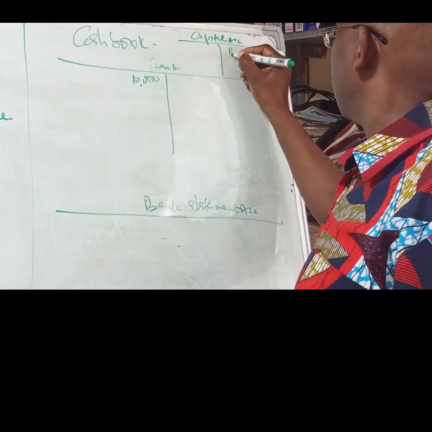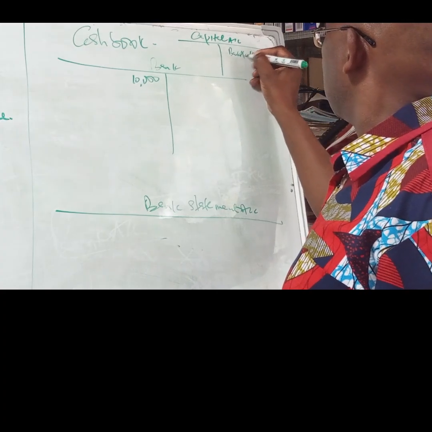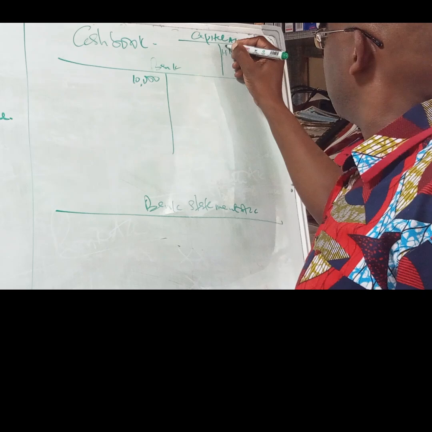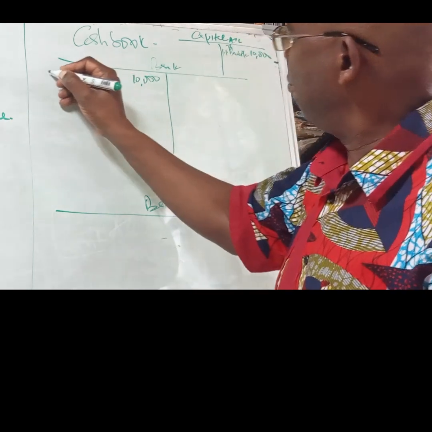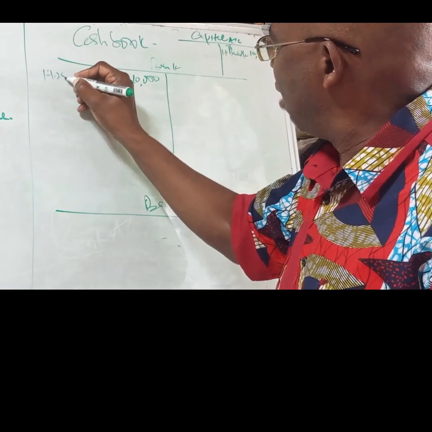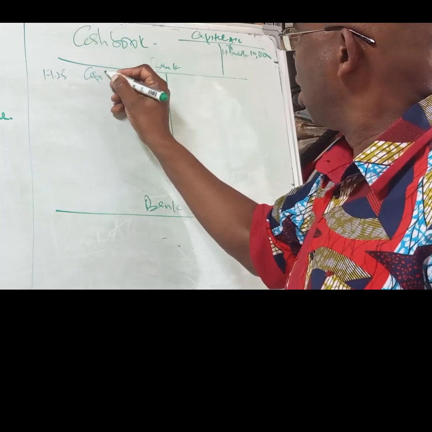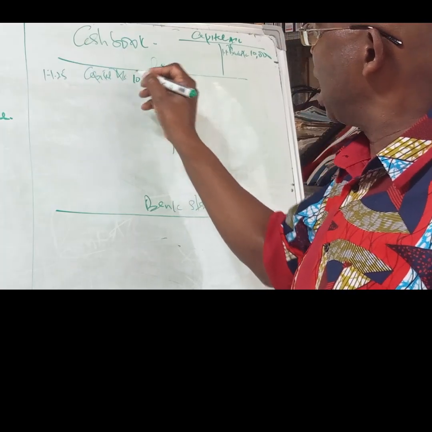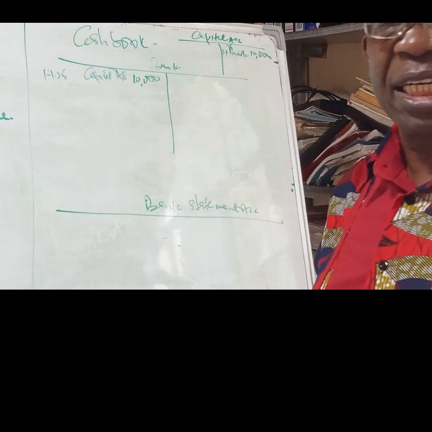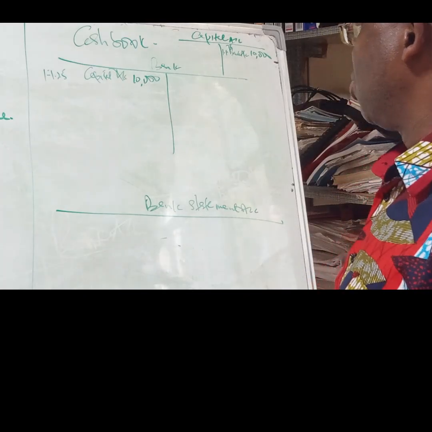Here we say bank account and put 1st of January 25. And here, 1st of January 25, we say capital. We started a business by taking 10,000 shillings into the bank.